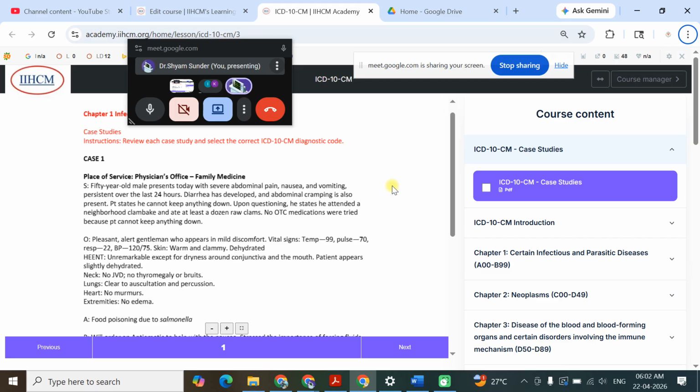So to carry out that process, the physician has to spend some time. That decides the MDM level. Whereas if the risk is higher, then the MDM level goes up. That's how it is. That's how we look at the risk.